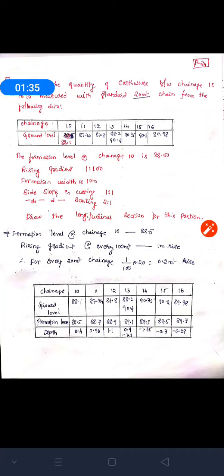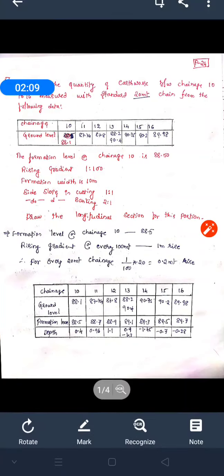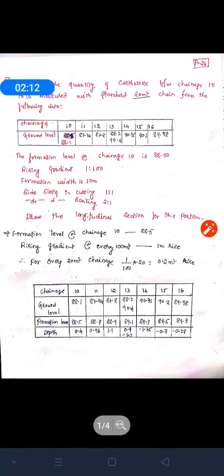The formation level at chain 10 he has given as 88.50. He has told that it is a rising gradient. Rising gradient means, because the gradient is 1 in 100, at every 100 meter there will be a 1 meter rise. Therefore, for every 20 meter chainage, because the chainage is 20 meter here, the rise is equal to 1 divided by 100, that is the gradient, into 20, which gives 0.2. That is a 0.2 meter rise here.